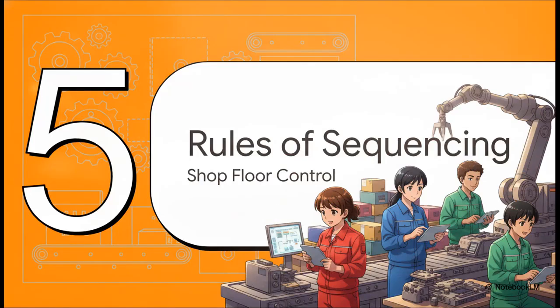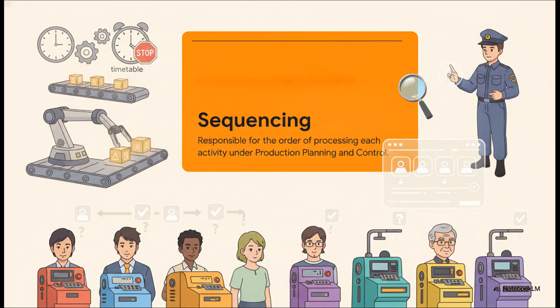Strategy is set, so now we hit the shop floor in Section 5, the rules of sequencing. We have our materials and our plan, but now the workers actually have to build the thing. This is where sequencing steps in. Think of it as the ultimate traffic cop for the factory floor.